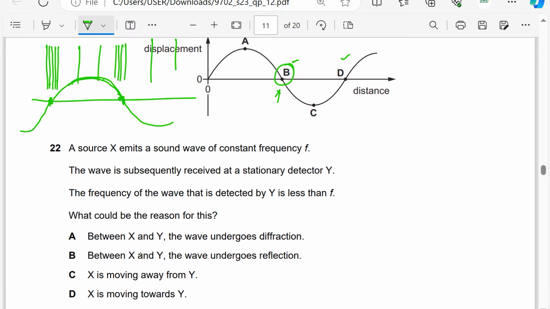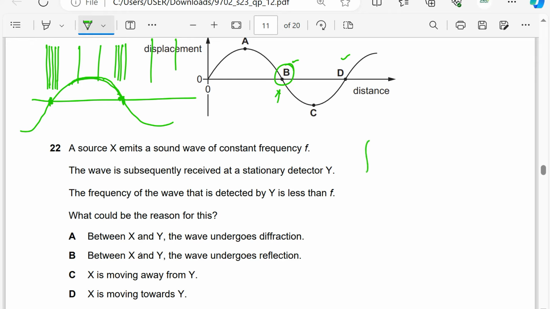A source X emits a sound wave. Source X emits a sound wave of constant frequency f. The wave is subsequently received at a stationary detector Y. The frequency of the wave that is detected by Y is less than f. The frequency at Y is less than f.